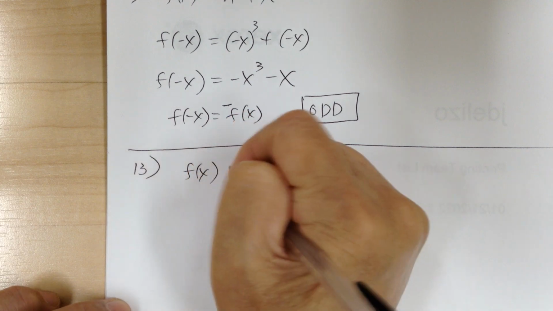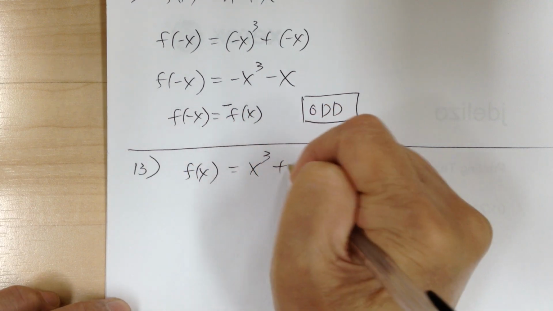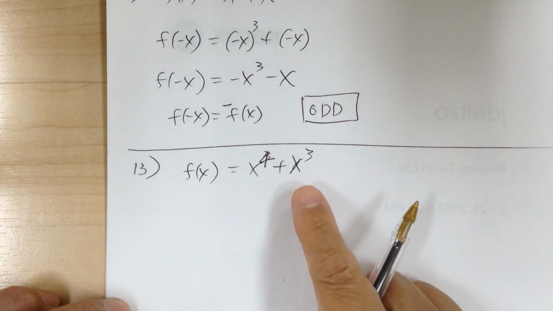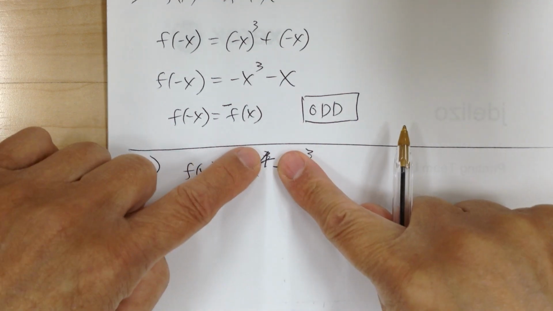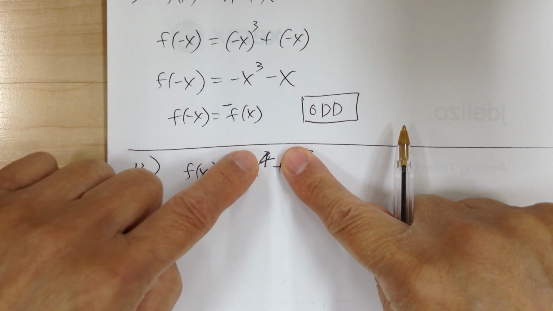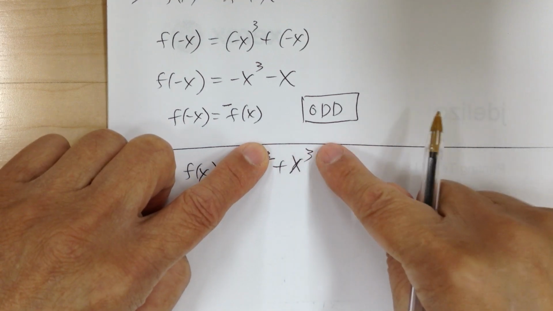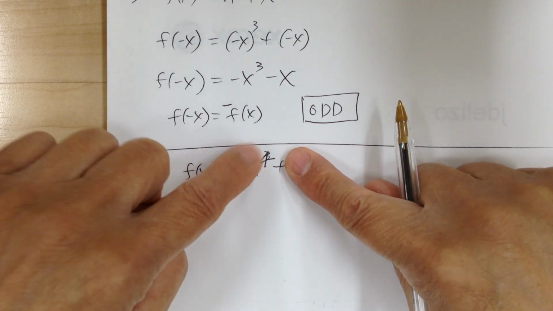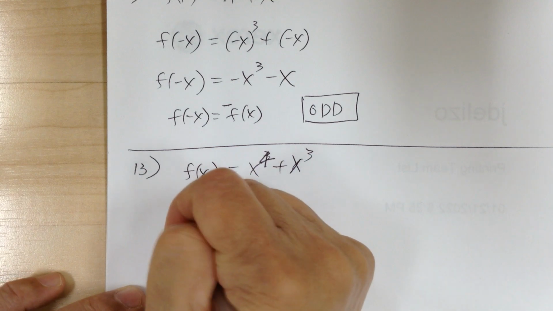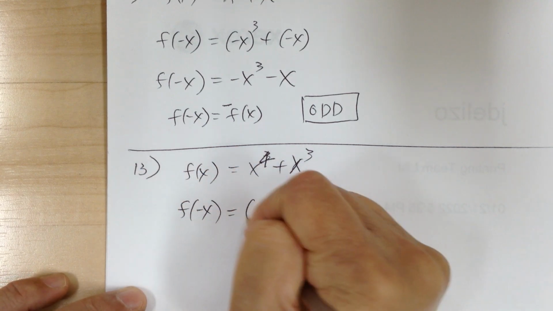Okay, f of x equals x^3 plus x^4 plus x^3. Again, right away you can tell this is neither, because this is an even power, so this one cannot be an odd function. And this is odd, so it cannot be even. So if this one cannot be odd and this cannot be even, then it has to be neither. But again, if you don't see that, you just go and work through the function.